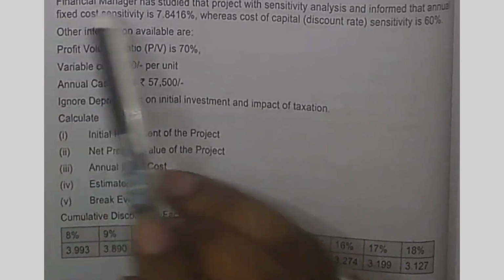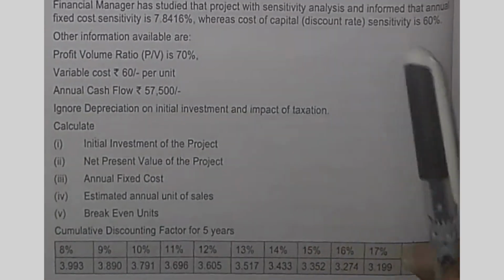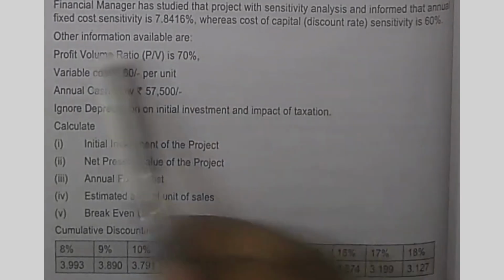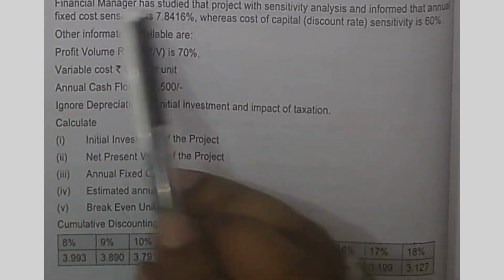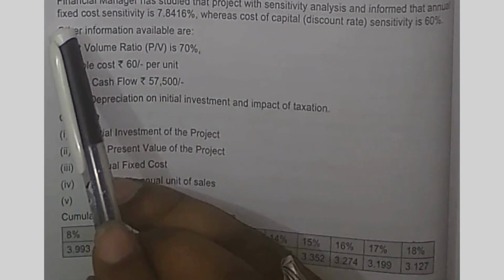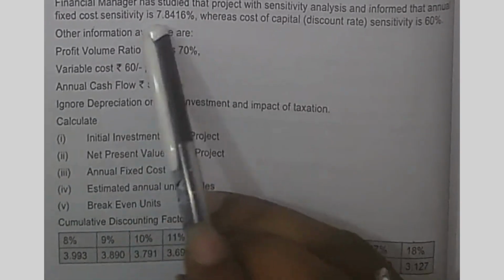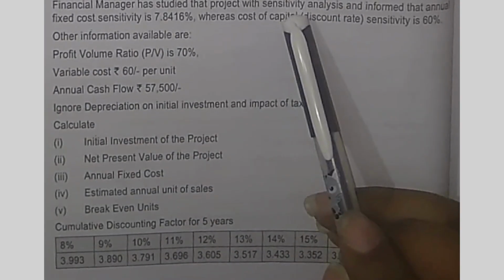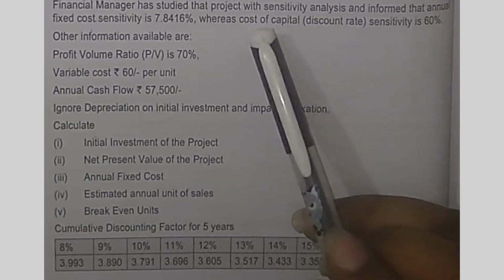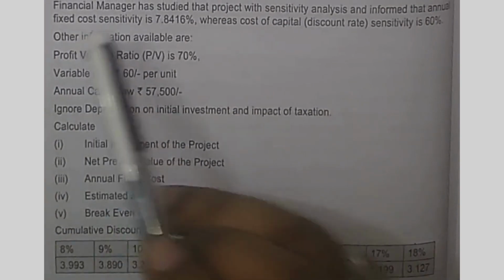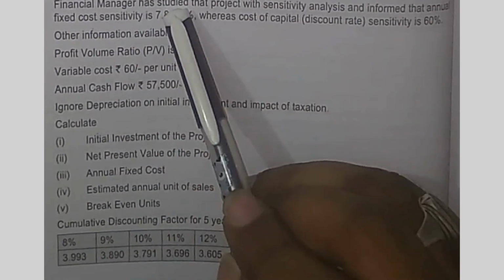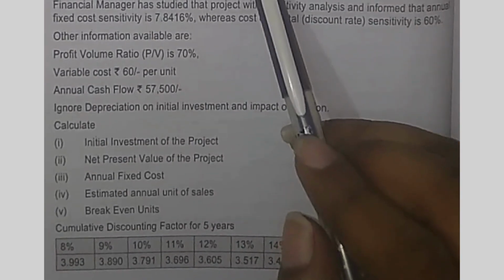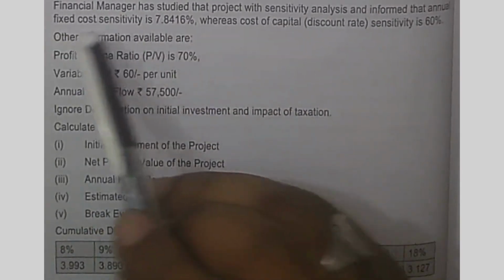The financial manager has studied the project with sensitivity analysis and informed that the annual fixed cost sensitivity is 7.8416. Here he is talking about a particular parameter, that is annual fixed cost, and its sensitivity is 7.8416. In general, sensitivity analysis analyzes how much percentage change in annual fixed cost will adversely impact the NPV. That means the impact on NPV is also calculated for a given percentage of change in fixed cost.